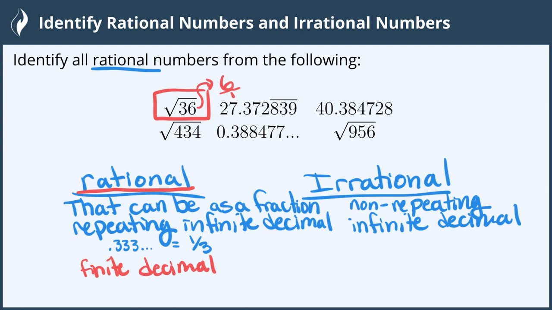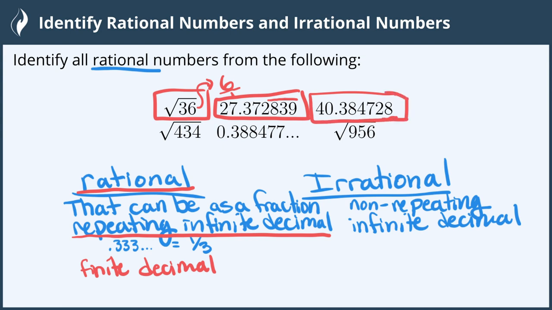Our next number has a line over the 8, 3, and 9. This means that the group of 8, 3, 9 repeats in the pattern 8, 3, 9 infinitely, which falls within our repeating infinite decimals. Therefore, this number is a rational number. Our next number terminates at 8. This does not have an ellipsis or a dot, dot, dot at the end, so this means that it is a finite decimal and falls within the rational numbers.